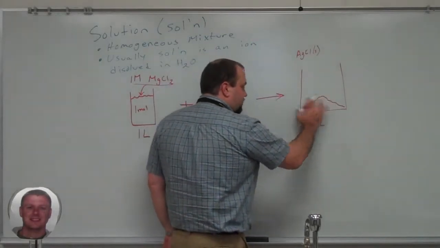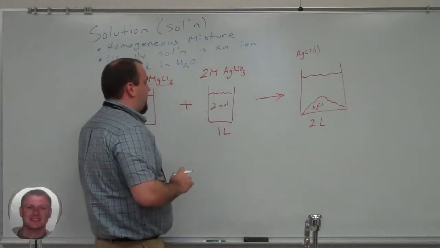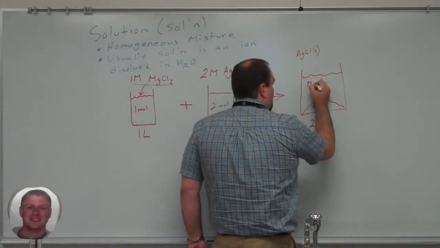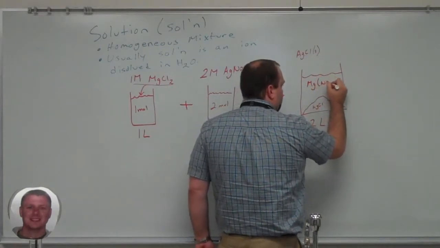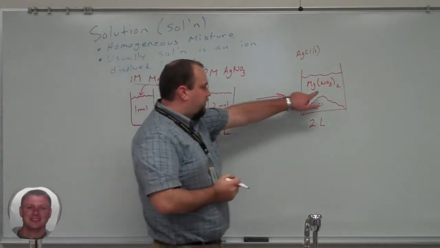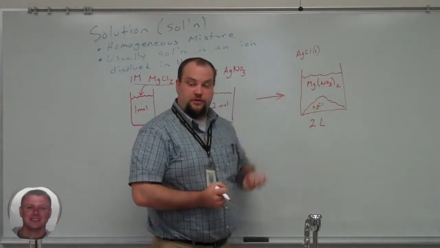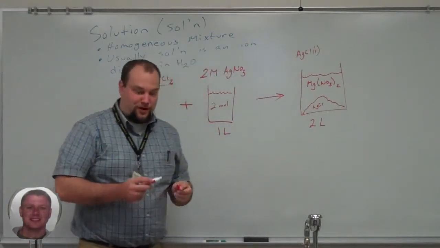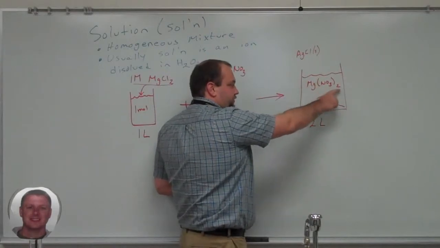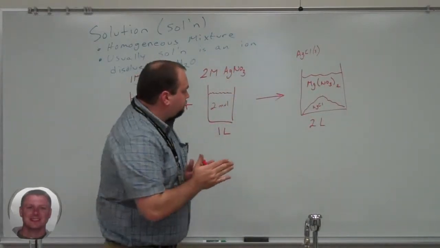So I'm going to have AgCl at the bottom, and I'm going to have essentially 2 liters of MgNO3 2. Now it's 2 NO3s because the charge on Mg is 2, so I have to do my little crisscross method. Remember that from first year or earlier this year? I have a 2 charge on my Mg, so it goes down here. So it's MgNO3 2.